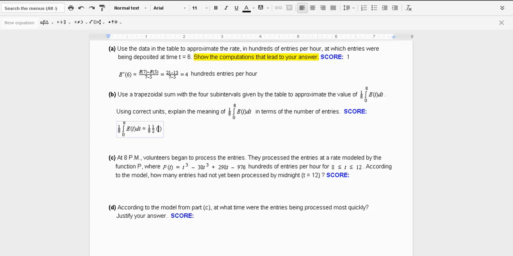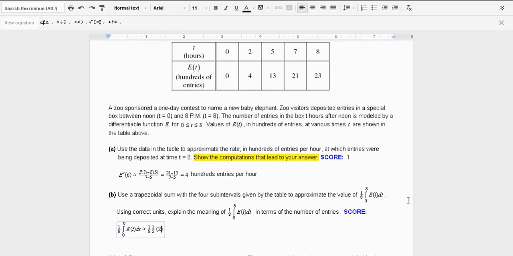So the height for the first trapezoid is 2, and you're basically going to add up the 2 heights together. So it's going to be 0 plus 4. And then my next trapezoid has a height of 3. So it's 3, and then my 2 bases are going to be 4 and 13. My next trapezoid has a height of 2, and my 2 bases are going to be 13 and 21. And my last trapezoid has a height of 1, and my 2 bases are 21 and 23.